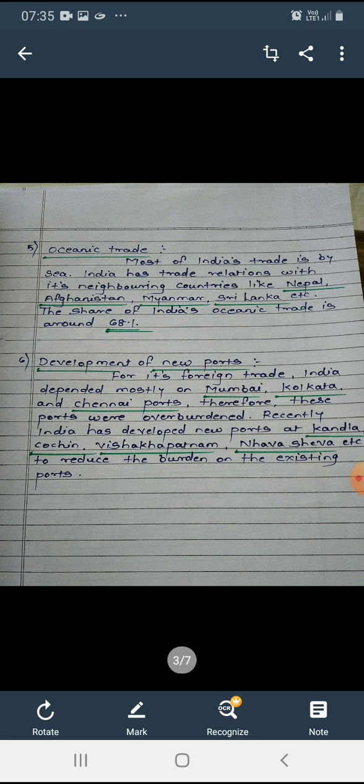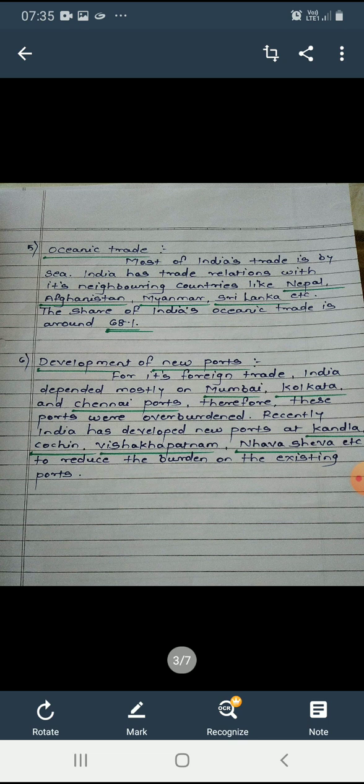Now, fifth point, oceanic trade. We already studied oceanic trade in 11th standard, but about the means of transport, there are so many means of transport like roadways, railways, waterways, airways. So for doing foreign trade, there are many ways of buying and selling of goods and services, sending goods to other countries by means of roads or by means of air or by means of water. Water is the cheapest source of transport as compared to the other modes of transport.